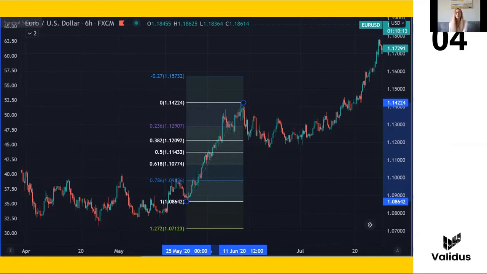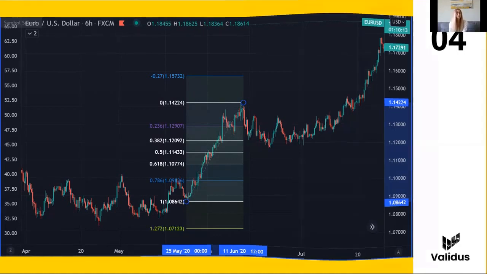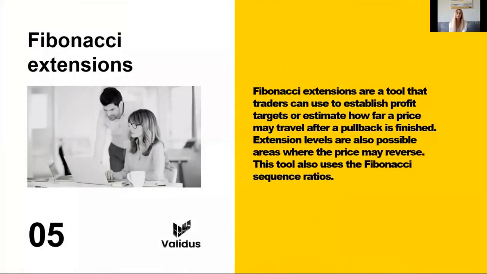So next, Fibonacci extensions. What are Fibonacci extensions? They are a tool that traders can use to establish profit targets or estimate how far a price may travel after a pullback is finished. Extension levels are also possible areas where the price may reverse. This tool also uses the Fibonacci sequence ratios.